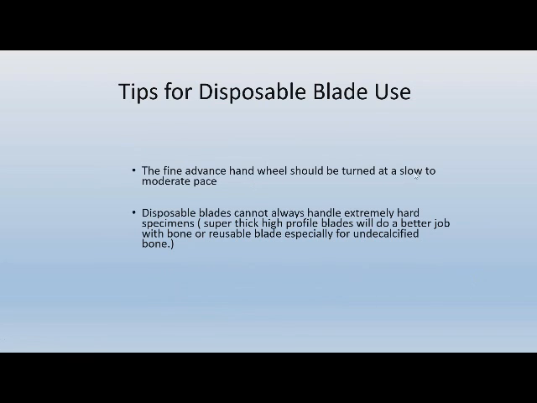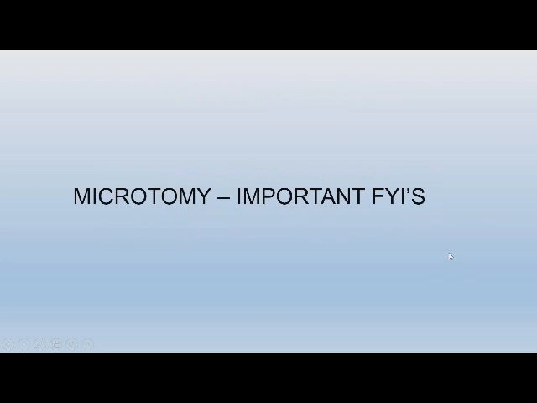The fine advance hand wheel should be turned at a slow to moderate pace. And here we go again. Disposable blades cannot always handle extremely hard specimens. Super thick, high-profile blades will do a better job with bone, or a reusable blade, especially for undecalcified bone.